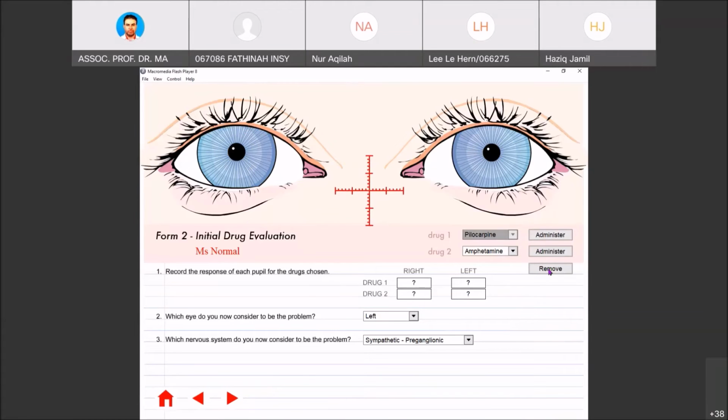We can also remove and reapply to confirm. This is the benefit of using the simulation. You can always remove and reapply. So in this case, we call the type of miosis here active miosis.